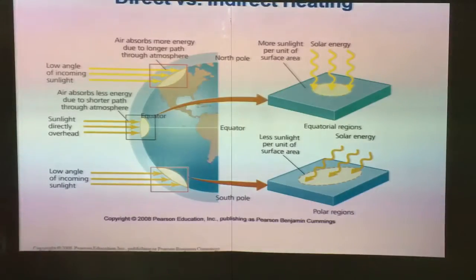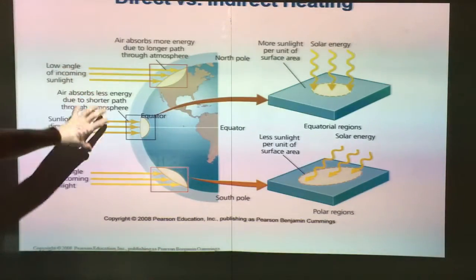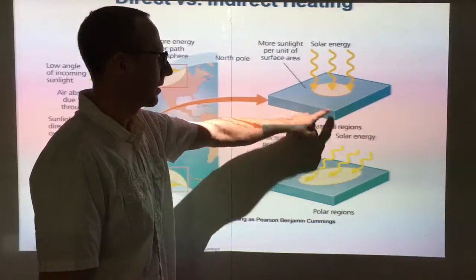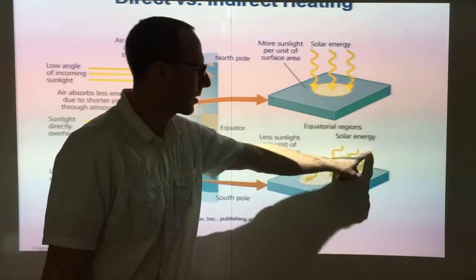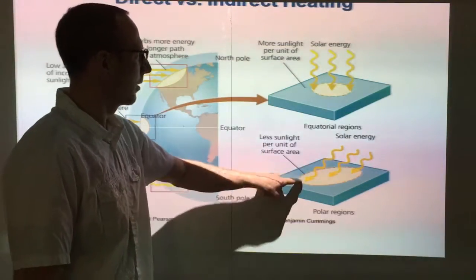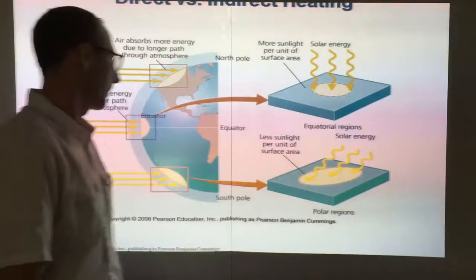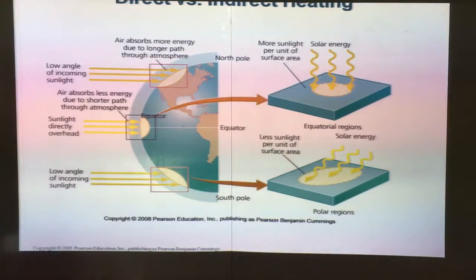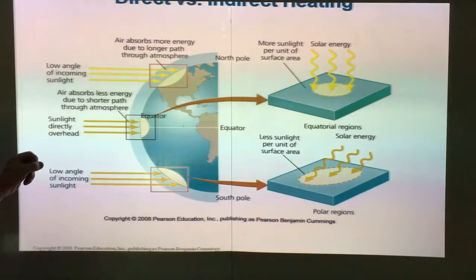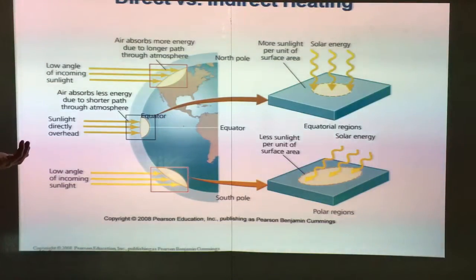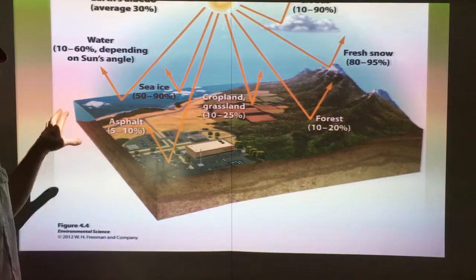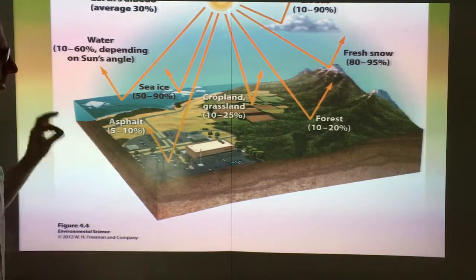Okay, so same picture as before, just another view of it. So here, more direct sunlight, and indirect sunlight, where it's coming at an angle, is spread over a much larger area: less sunlight per unit area, and more sunlight per unit area here. So that helps drive the planet's atmosphere. Okay. Another thing that helps do that is albedo, the reflective nature of the Earth's surface.